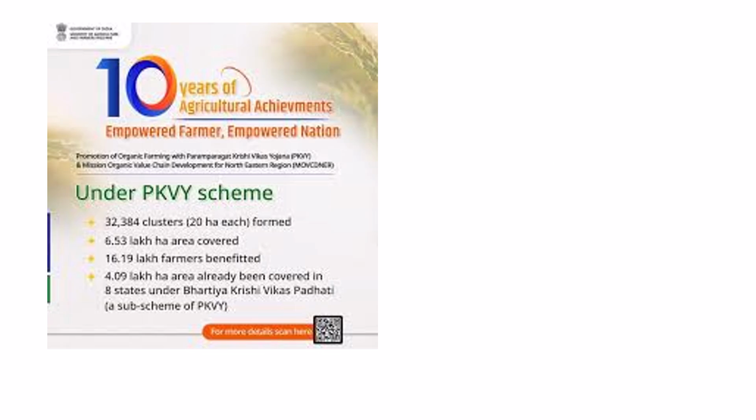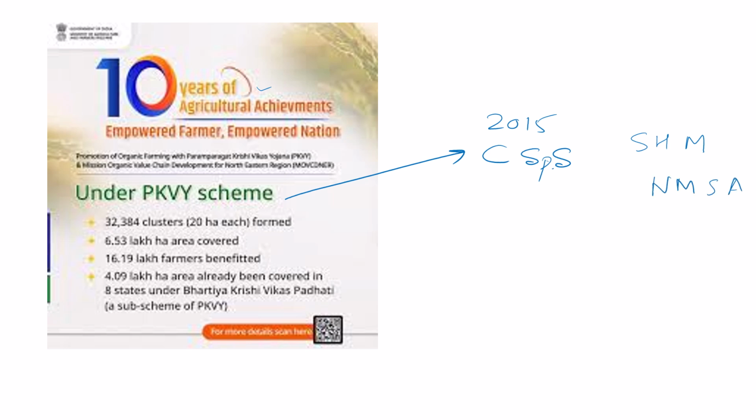So, PKVY, 10 years of agricultural achievements. PKVY was launched in 2015. It was a centrally sponsored scheme, an extended component of the soil health management under the centrally sponsored National Mission on Sustainable Agriculture. It aims at supporting and promoting organic farming through biofertilizers and organic fertilizers.